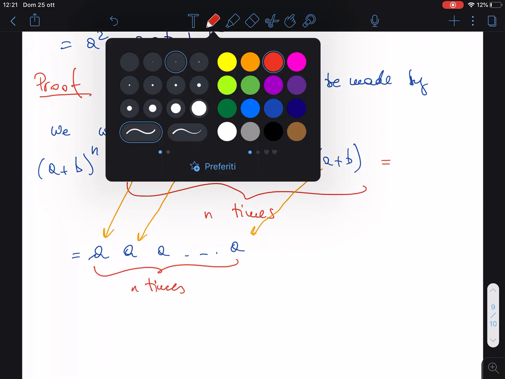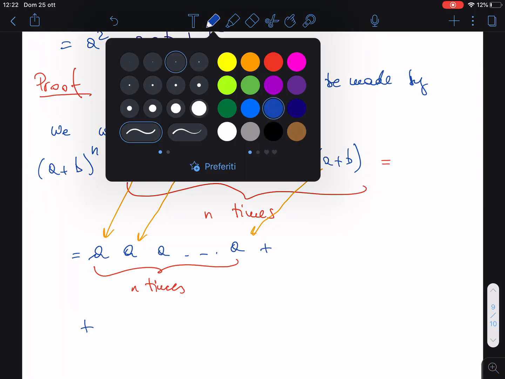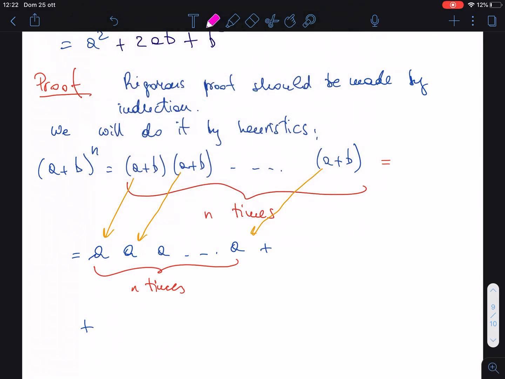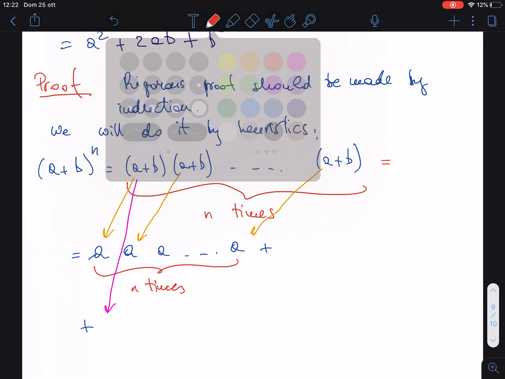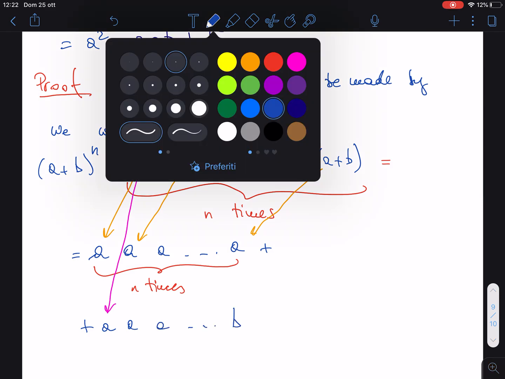And this is the first term. In the second term, you have to choose one element from each factor, from each bracket, and you do like before. From the first, you choose, for instance, A again. Sorry, I want it to be blue. And from the second, you choose A, from the third, A, up to the end when you choose B.